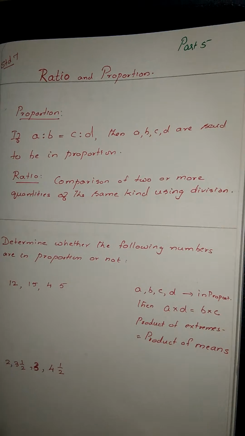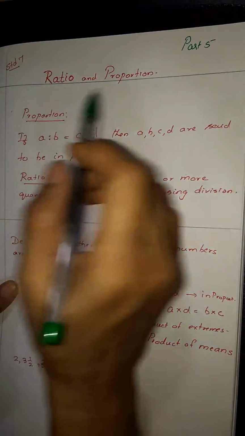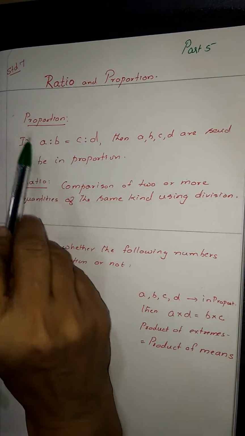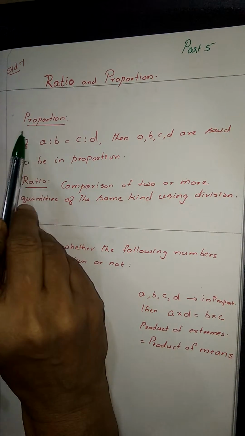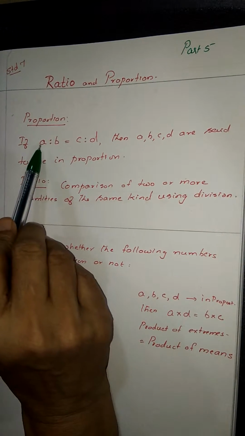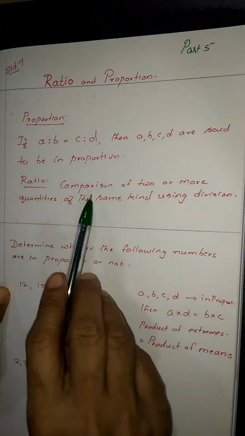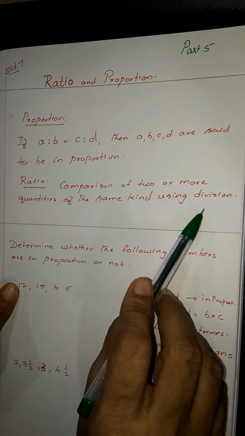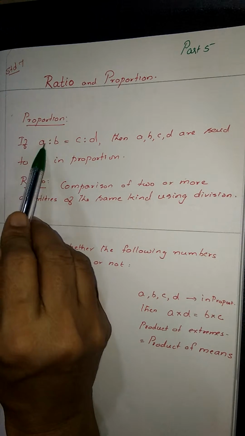The chapter is Ratio and Proportion for Standard 7, and this is part 5 of the series. Let's define what is proportion. We know the ratio A is to B is the comparison of two or more quantities of the same kind using division. That's what we write as A is to B.